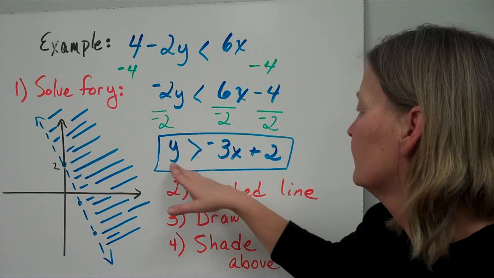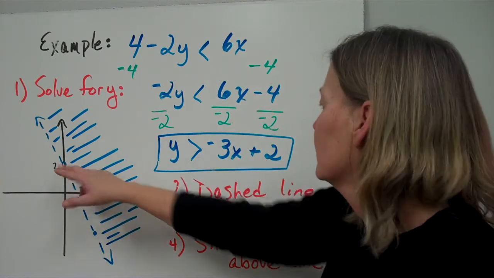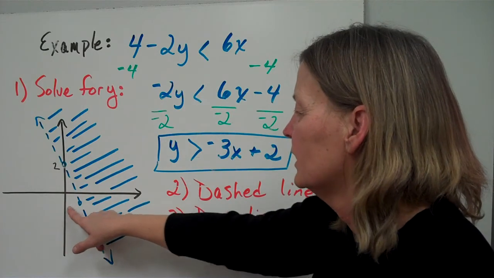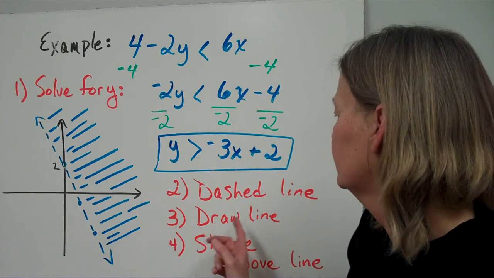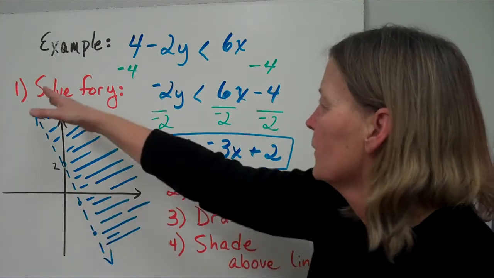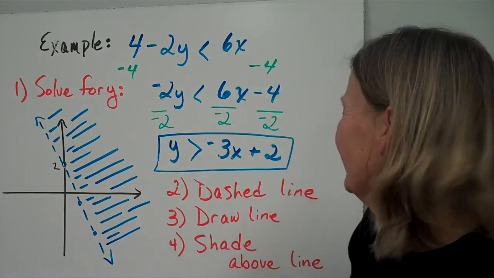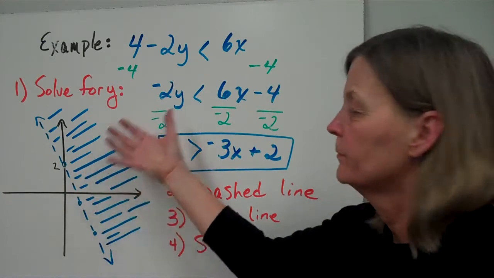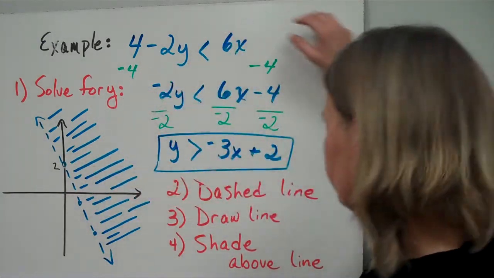Reversed it. So here we have a y-intercept of 2, right there, and a slope of -3. So we could go down 3 and over 1 and graph that line. Dotted line or dashed line because of the less than sign or greater than sign. And then we're going to shade, because it's a greater than, above the line. So there's our shading to the right or above the line on this one.